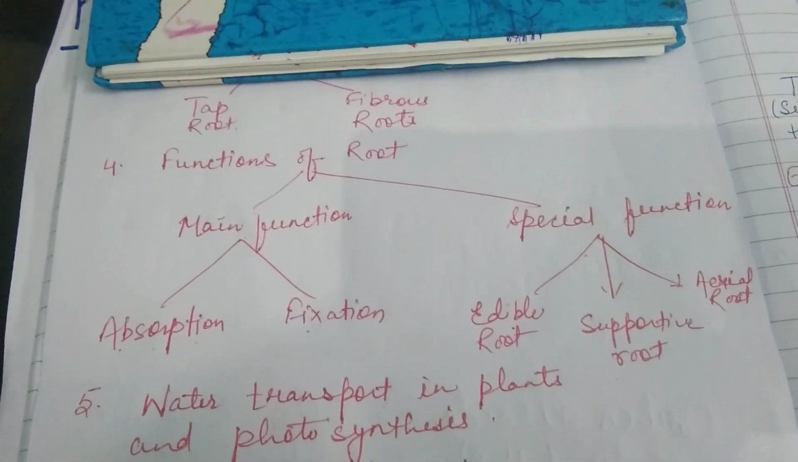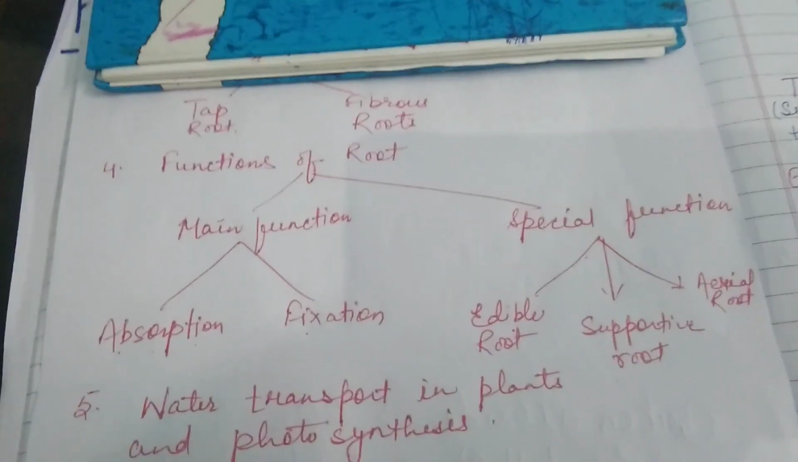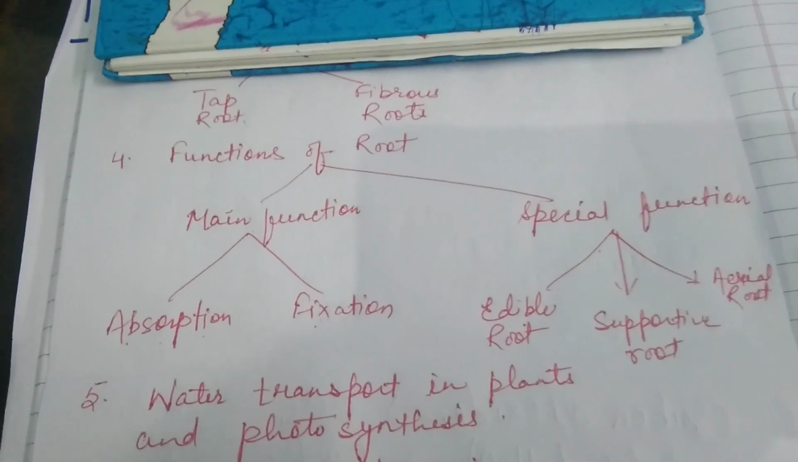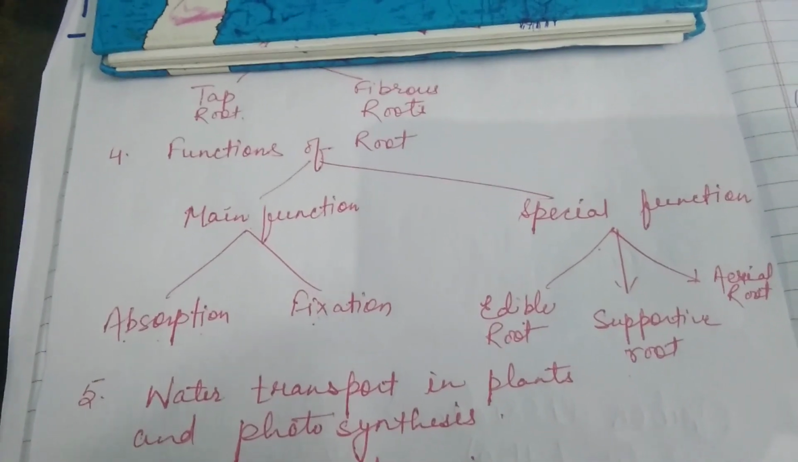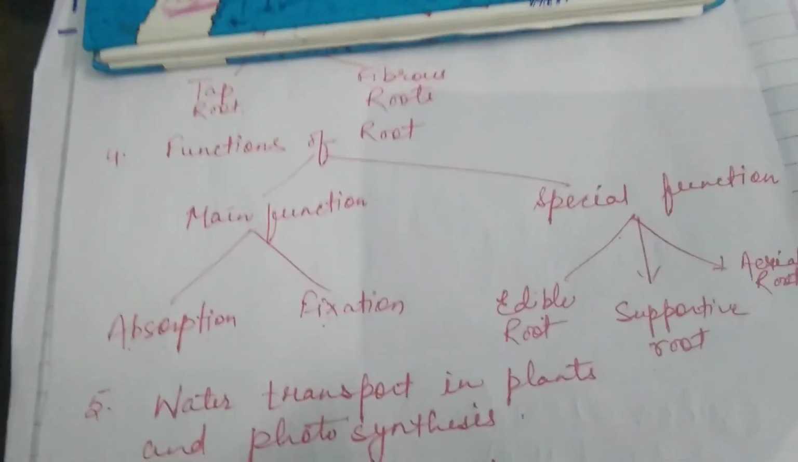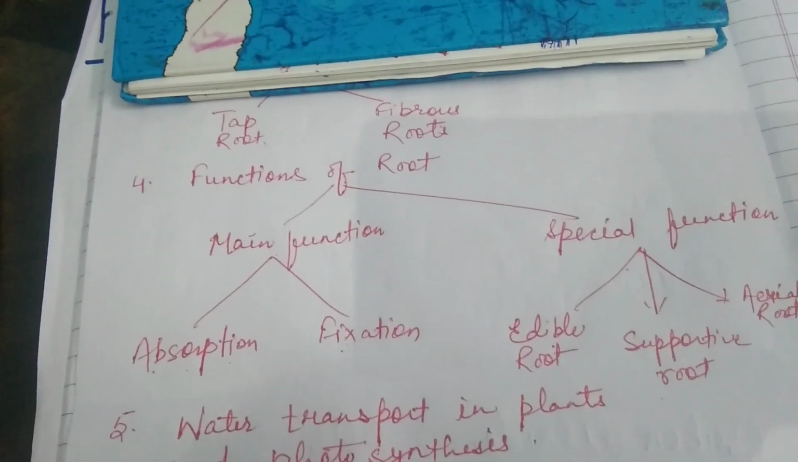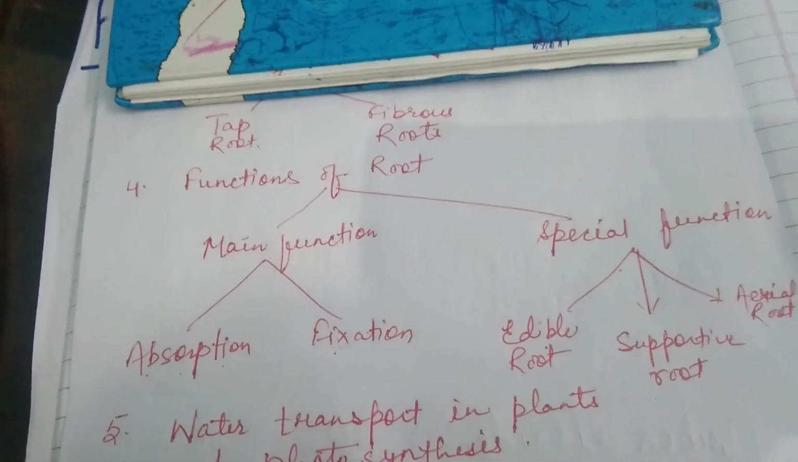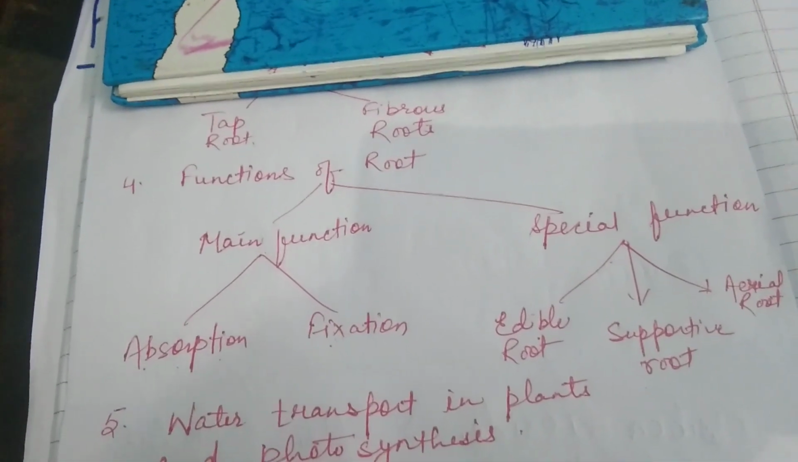And the third root with special function is aerial roots. Aerial roots are generally seen in mangrove plants. These roots arise in order to get sufficient oxygen from the atmosphere.